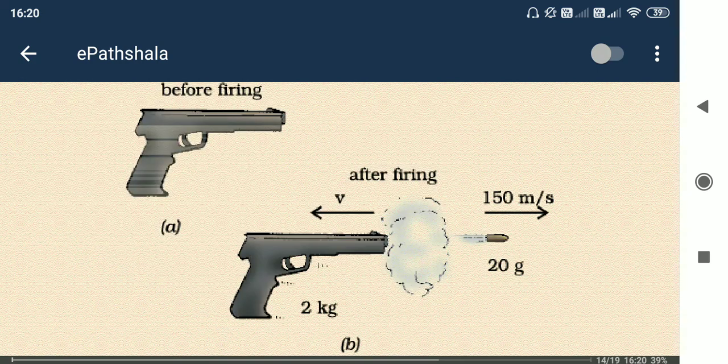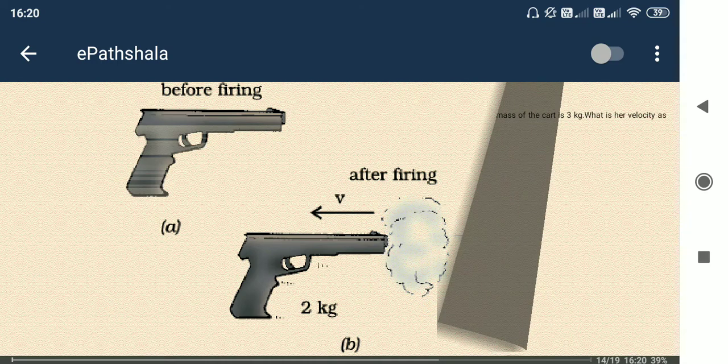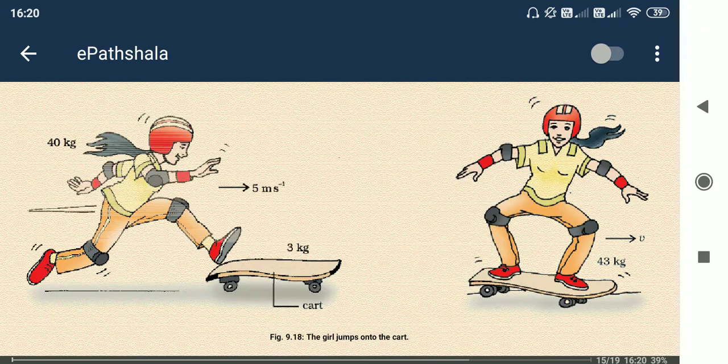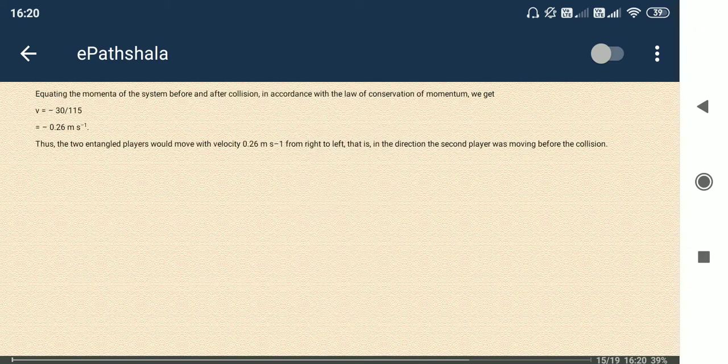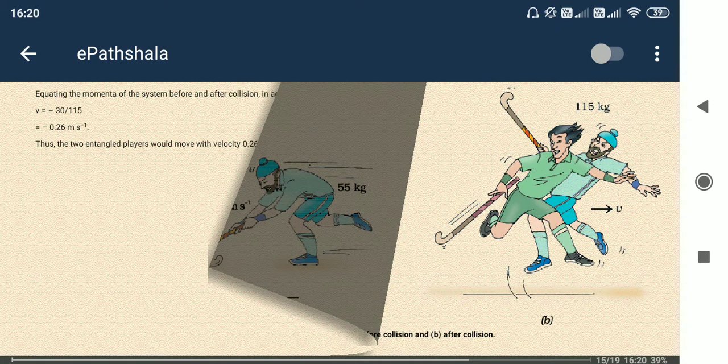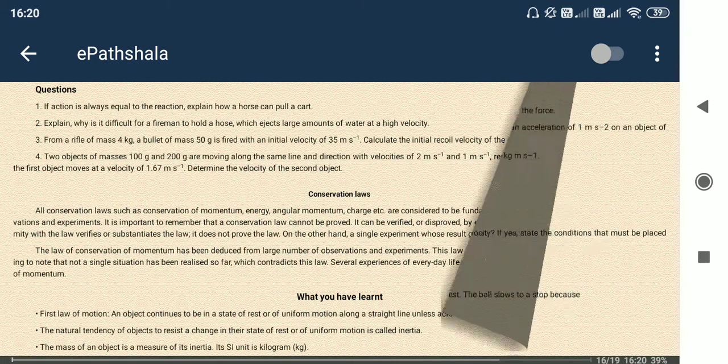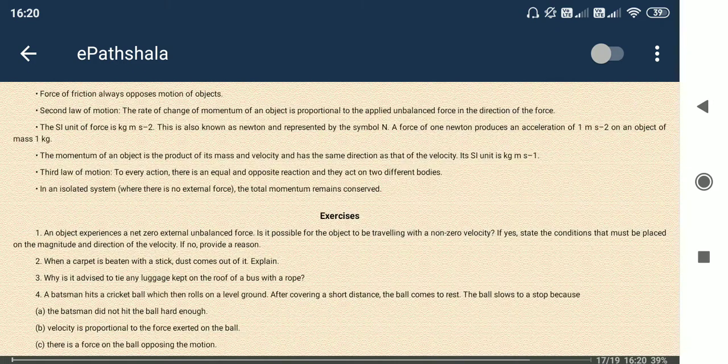So here you can see we are applying force, and by applying force the gun is releasing the bullet. The same amount of force is applied on the gun also, that's why we feel pressure, right? There are so many examples. Okay, it's done.